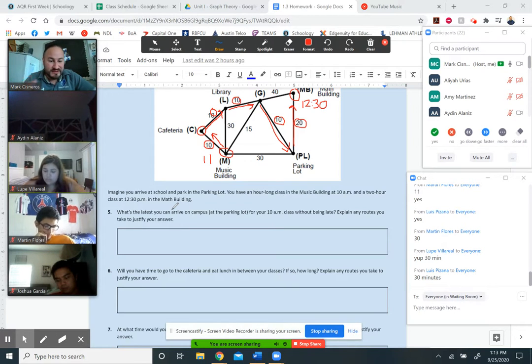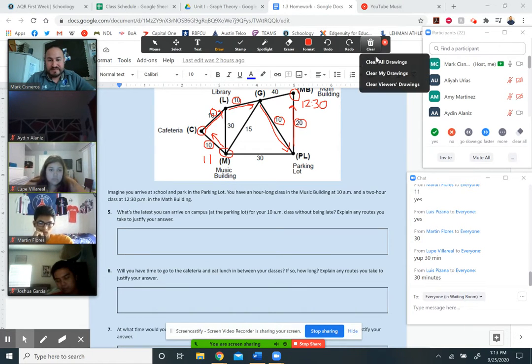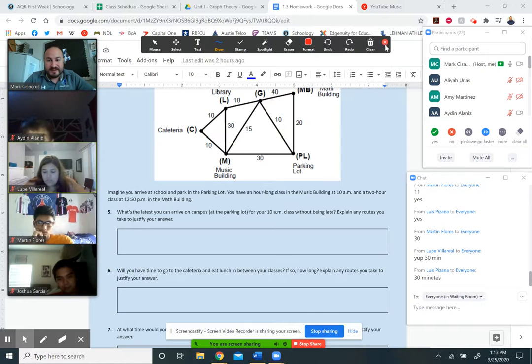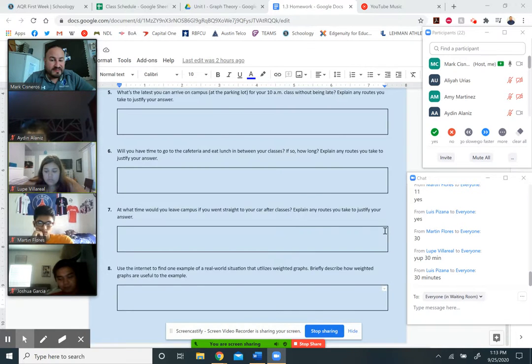It starts at 12:30. That means you're going to leave class at 2:30. It takes you 20 minutes to walk to the parking lot. There's no other faster way to get there. So you're going to leave class, or you're going to leave campus, at 2:50 p.m. Hopefully, it looks like several of you were able to get that. Good.